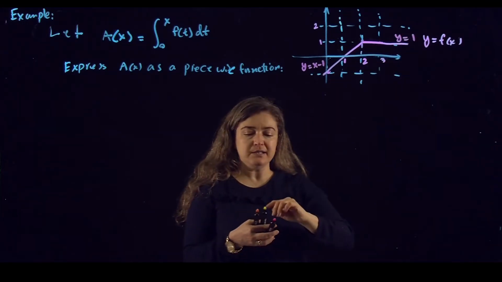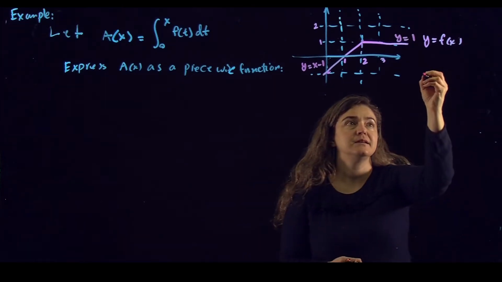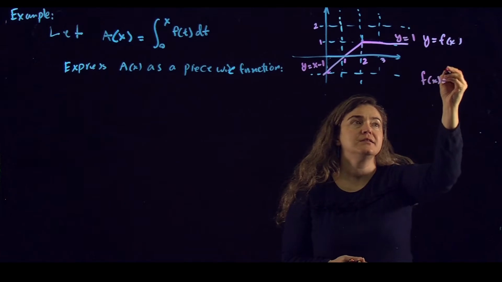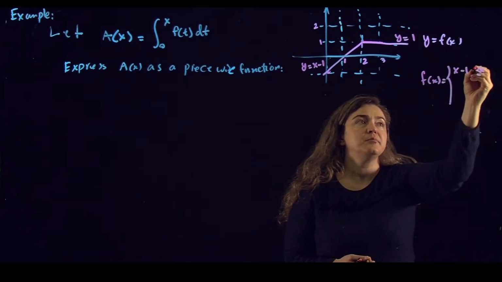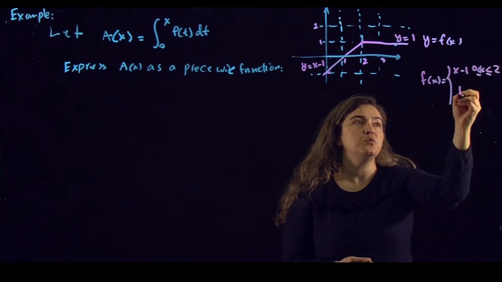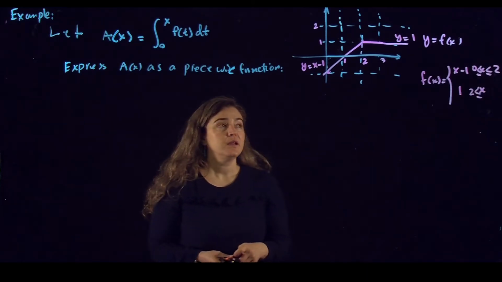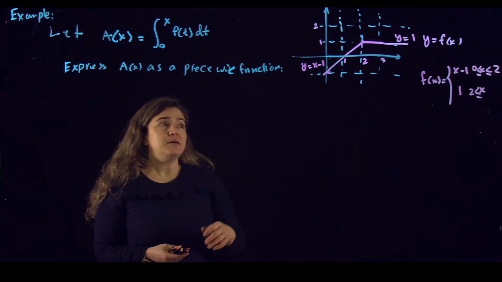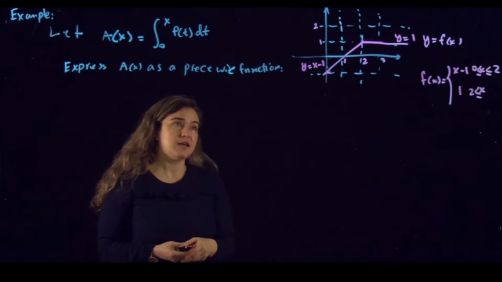So I can rewrite the function, and that's f(x), as x minus 1 for x between 0 and 2, and then 1 for x bigger than 2. Now that we rewrote the function, we want to take the integral of it.